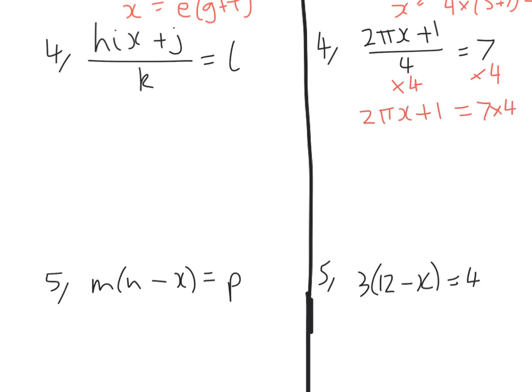I then want to get rid of that plus 1, so take 1 off both sides to get 2 pi x equals 28, the 7 times 4, and then take away the 1. And then you always divide by the number of x's. When you get x with a number in front of it at the end, you divide by how many there are. So in this case, there are 2 pi x's. So you'd want to divide by 2 pi.